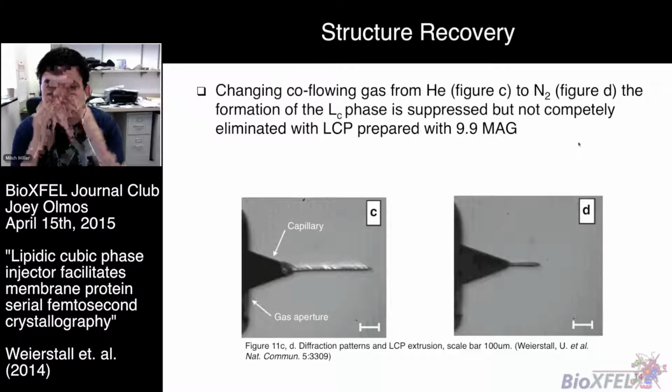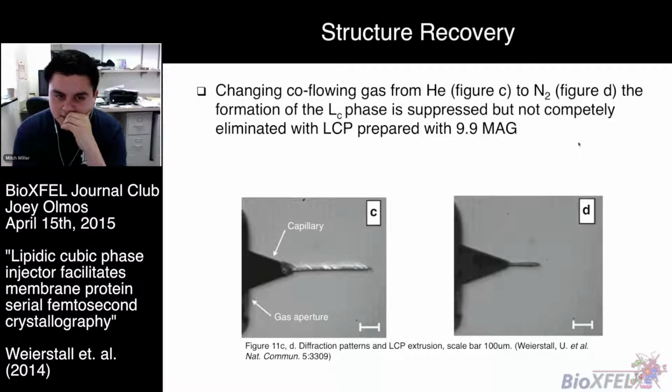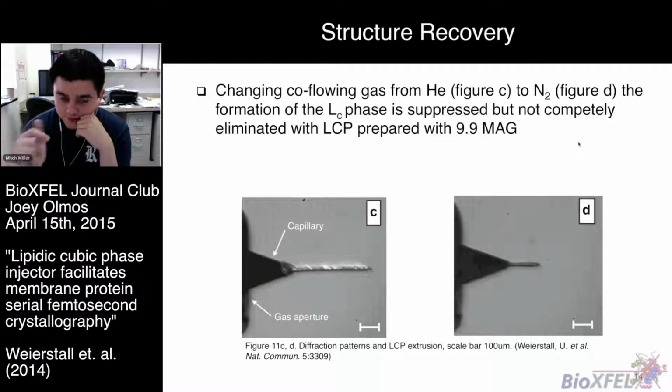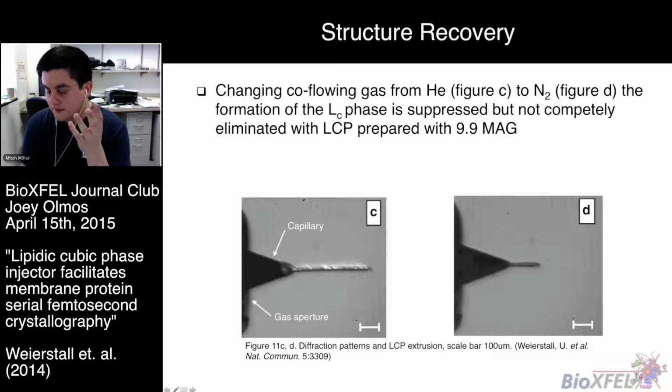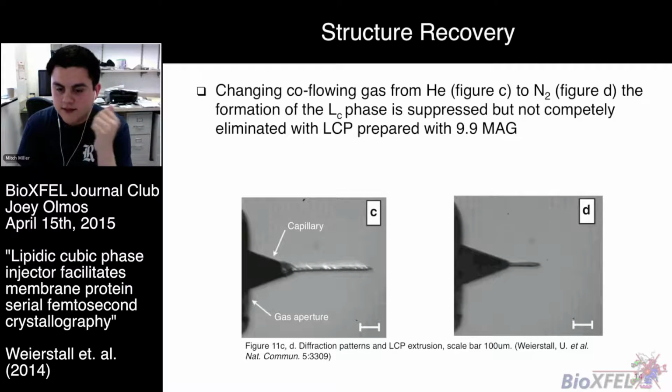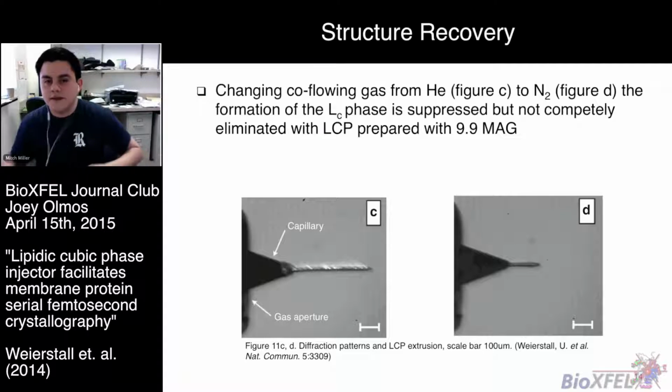They thought maybe if we change the co-flowing gas from helium, which is shown here in C, to nitrogen, then the formation of the LC phase is suppressed. And so it is. What I took away from this is that in figure C here, you're seeing this birefringence going on. Those are the white specks that you're seeing, whereas you're not seeing it in D. Crystals are characteristic of this birefringence, and you don't see it any longer after you've switched out the gas to nitrogen from helium. But it didn't fully get rid of the LC phase.